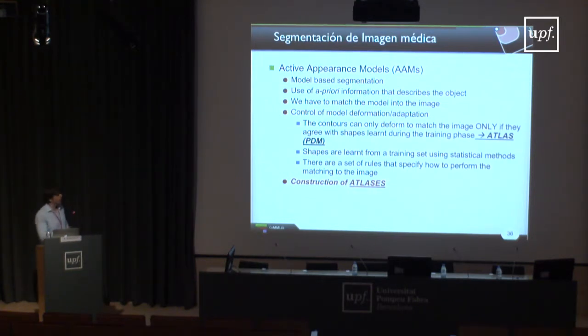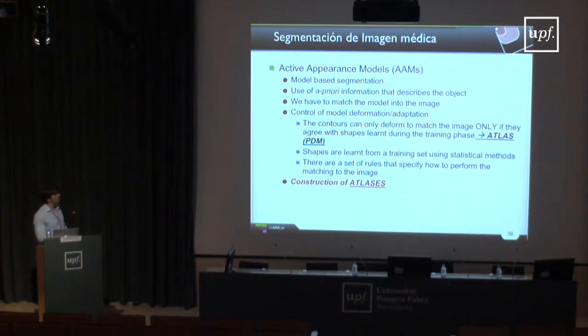So what I'm going to show now is model-based segmentation. Basically, it's called active appearance models. They have been in use for several years already. And the idea is that we are going to build an atlas of the heart, basically a point distribution model of its contours that can be deformed to be adapted to any image that we want to segment.